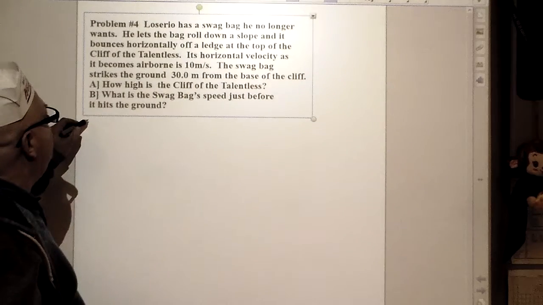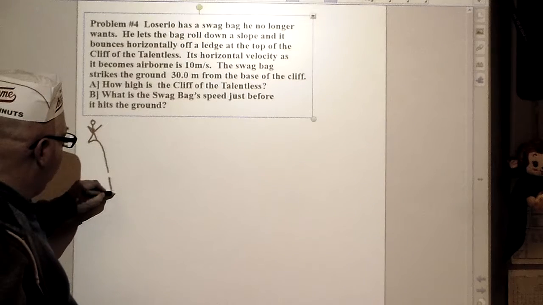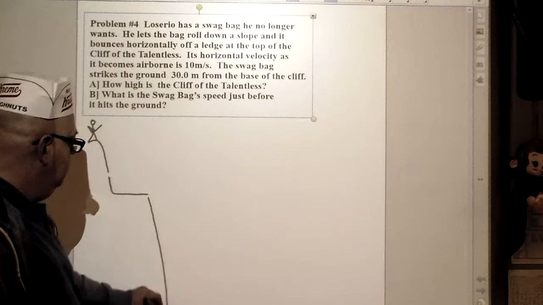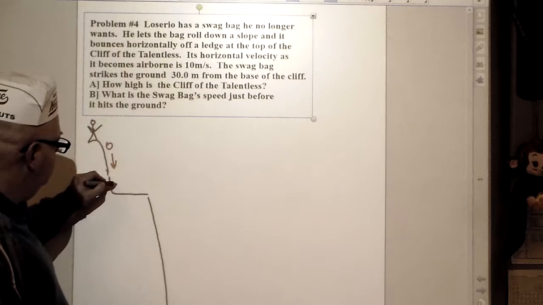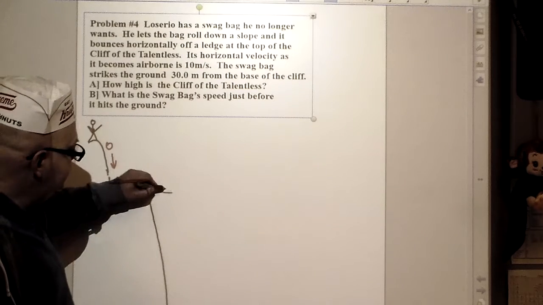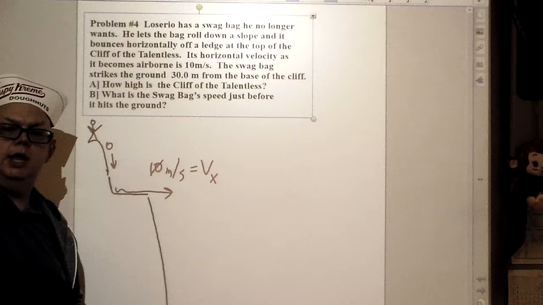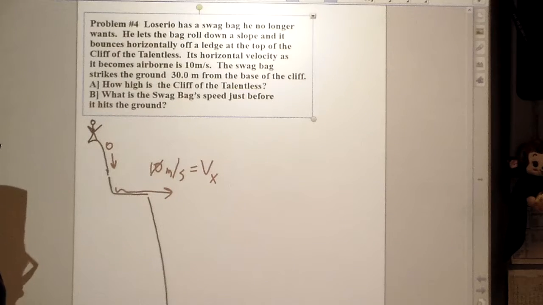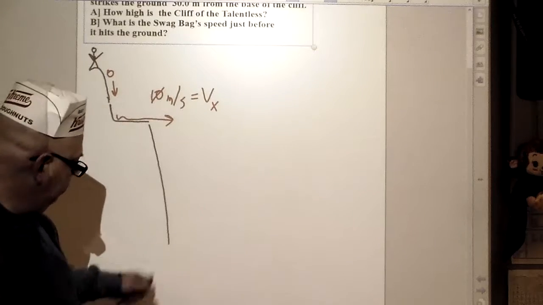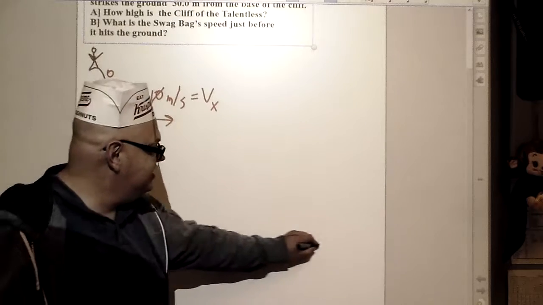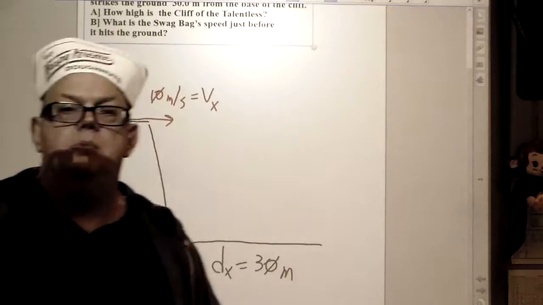Well, this is one that we're going to have to do a little bit of drawing in order to understand. So we know that Lucerio lets the thing roll on the ground. It comes to a cliff. So he lets the swag bag go down, hits here, and then takes off at 10 meters per second. That is our v in the x direction. The problem also gives us our dx. Now our dx is equal to 30 meters. They gave that to us in the problem.